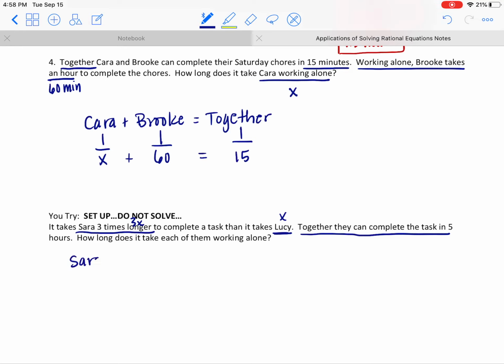All right, so I have Sarah plus I have Lucy, and adding them would make them together. So again, Sarah, Lucy, we didn't know, we called her x. Sarah takes 3 times longer, so 3x, and together was a whopping 5 hours. So if I just add like this, not going to be a reasonable answer. I got to convert these to rates. So 1 over 3x for Sarah, 1 over x for Lucy, 1 over 5 together. Okay, and again, I'll go through the solving part so you can see the solution in the completed notes.